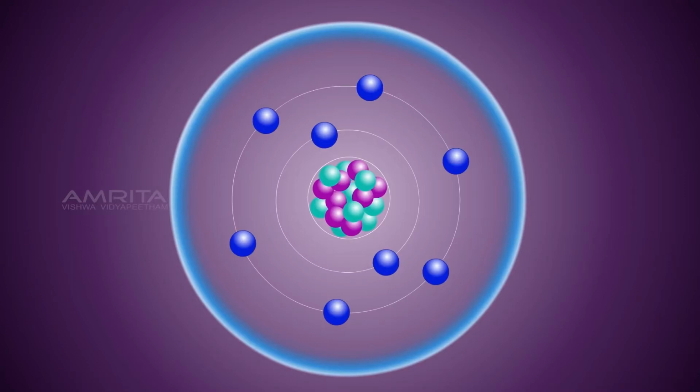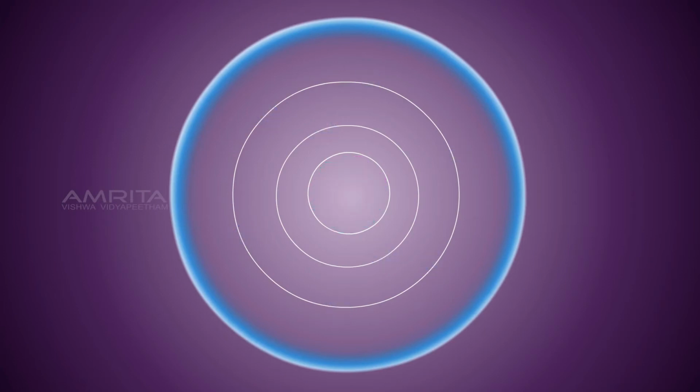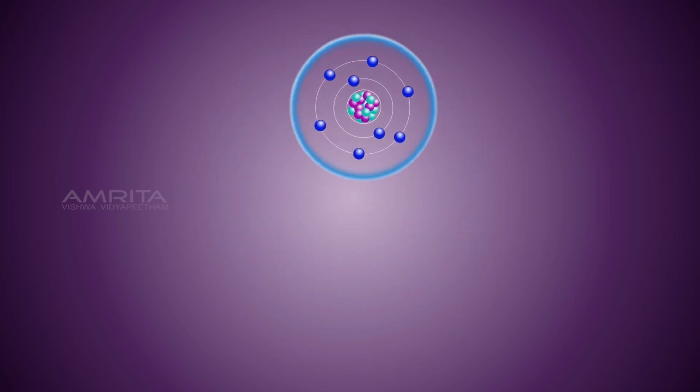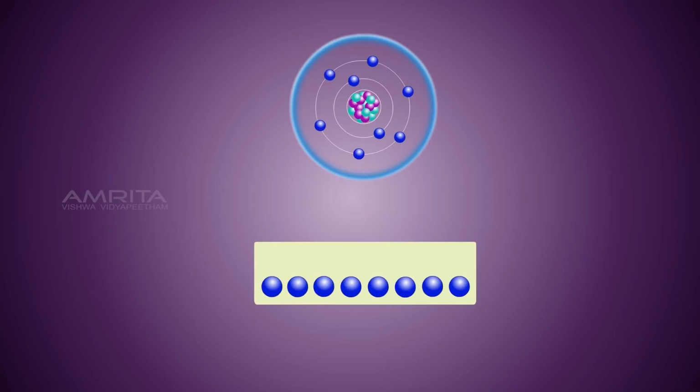Then we have the electrons, which are the negatively charged particles, and these electrons revolve around the nucleus in their own definite path known as shells or orbits. Now atoms generally have the same number of negatively charged electrons around the nucleus as the number of positively charged protons inside the nucleus. And for this reason, the overall charge of an atom is zero. Or you can also say that atoms are electrically neutral.